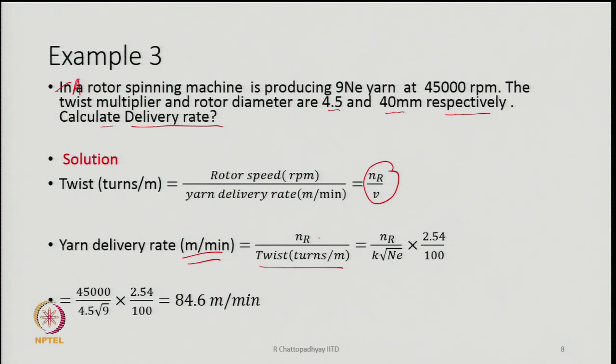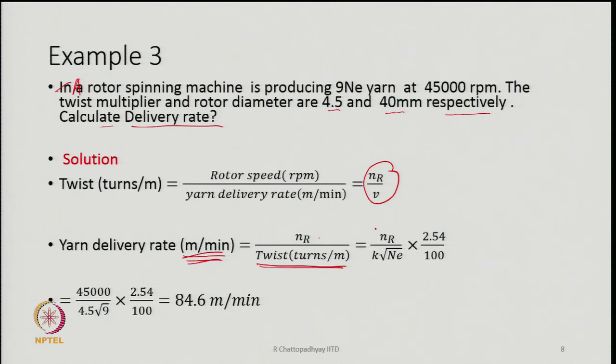So, many times people generally forget, and they put the figure of twist in terms of turns per inch, and they make a mistake. If we try to find the delivery rate in meters per minute, the twist also has to be in the same unit, that is turns per meter, not turns per inch. And we need to know the relationship.